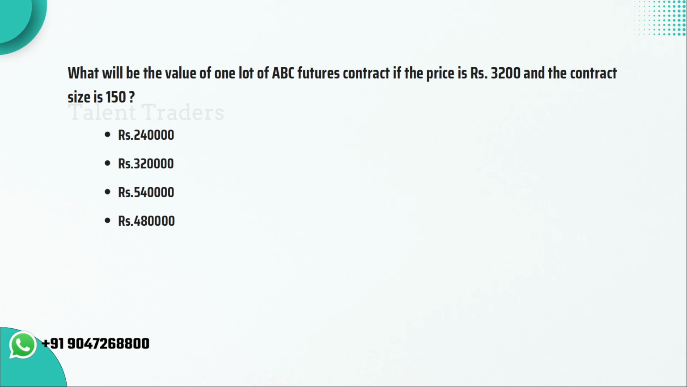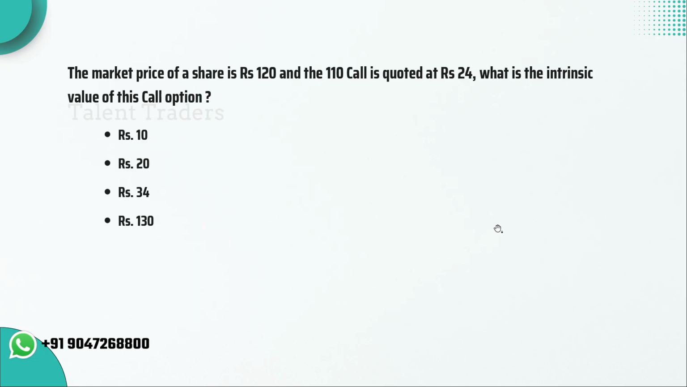Now the new one we are going to discuss: the market price is around 120 and the 110 call option is 24 rupees. What should be the intrinsic value of the call option? To find the intrinsic value, we have some formulas. If it is a call option, we take spot minus strike. That is the intrinsic value. Whatever value is present in the option premium beyond that is time value.